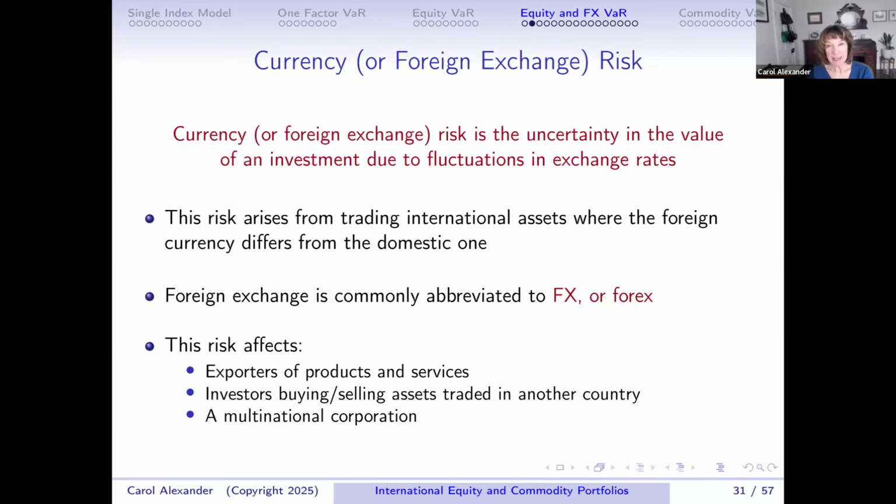Anybody who is buying or selling assets in another country, so any investors like that, hedge funds obviously, asset managers do that frequently. Any multinational corporation will have expenses in different parts of the world because it's multinational, and so corporate treasury will have a big job with foreign exchange risk.